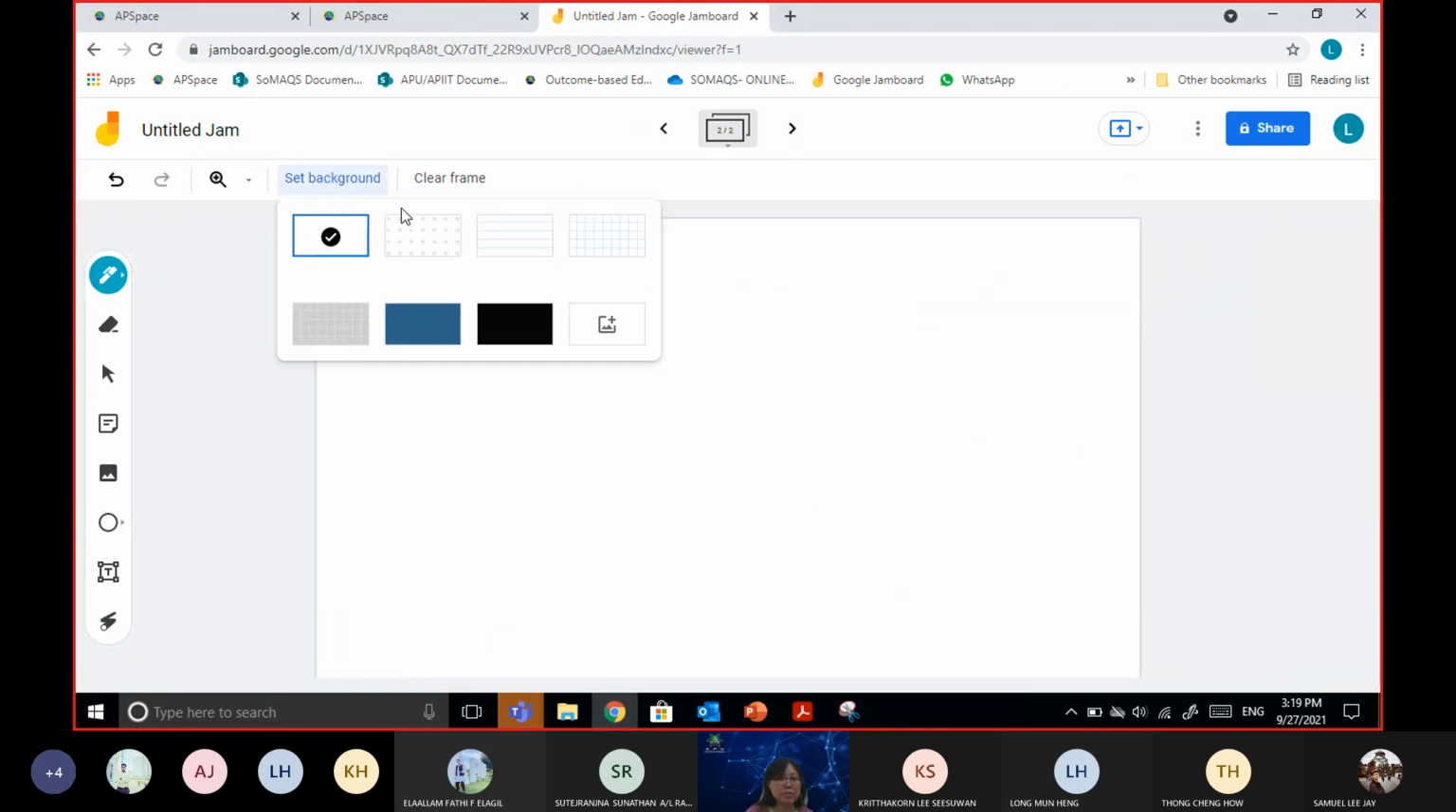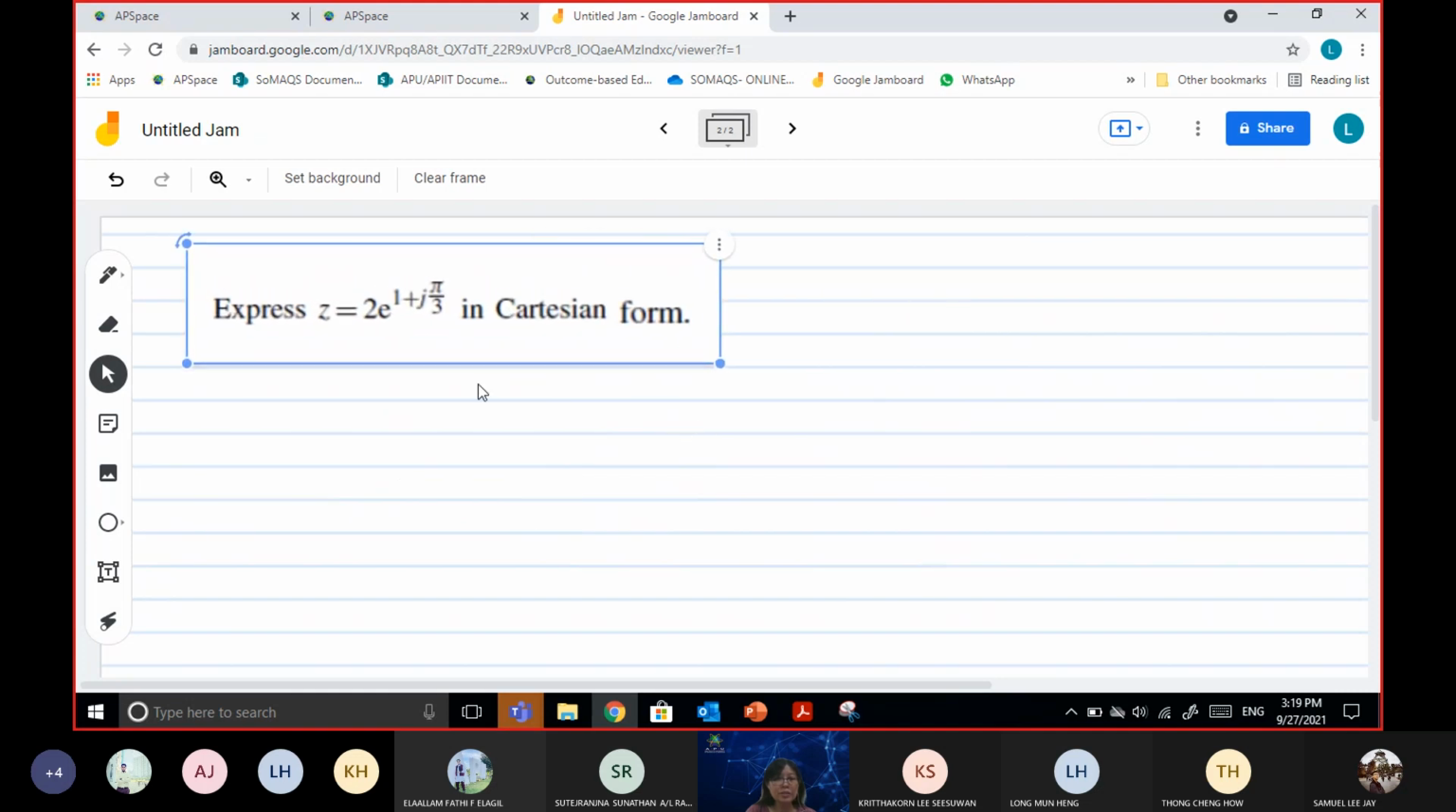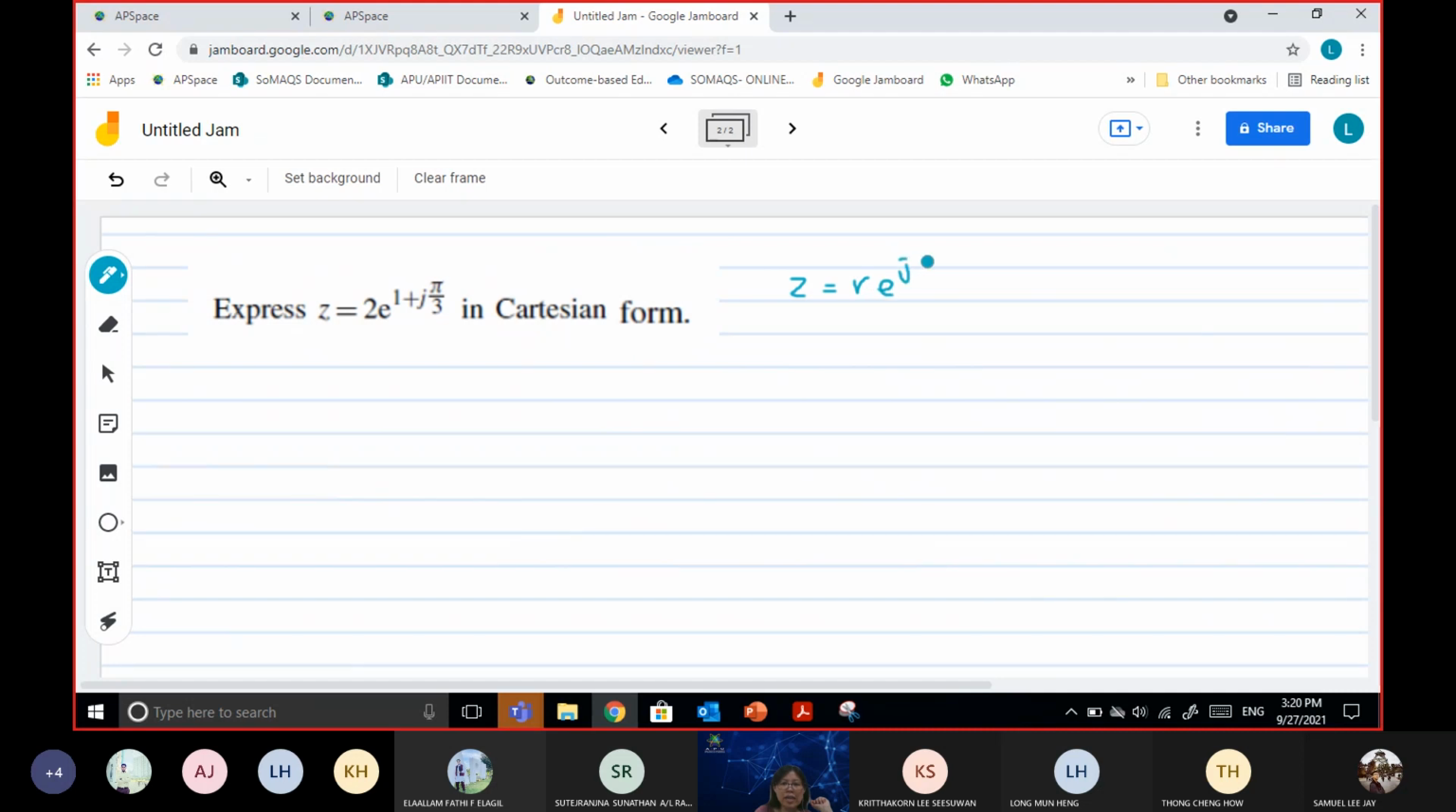Okay, so this one I put in the Jamboard. You all can try to calculate. Okay, next one. Next, you need to express this in Cartesian form. The way to do it is similar, but something is different from what we had earlier. Normally our z is in the form of r e to the j theta, right? But here you don't have just j theta, you have 1 plus. So what should you do first?